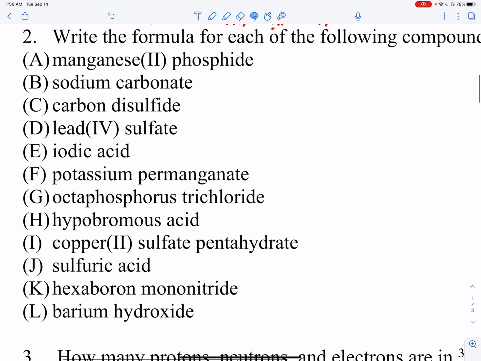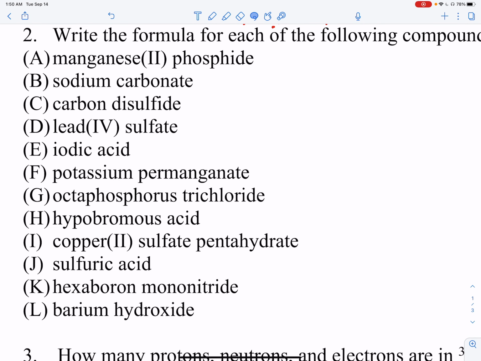Number 2, typically going from formula to name is easier than going from name to formula. So this is a little bit harder for some people, but if you're able to do the others, it shouldn't be too bad. So the first one tells me manganese 2 phosphide. So these I'm just going to run through pretty quickly.